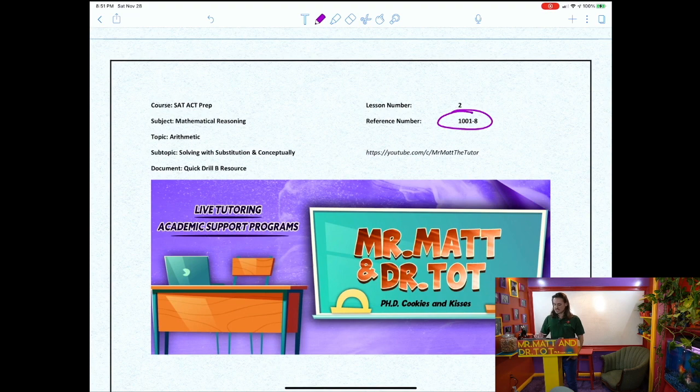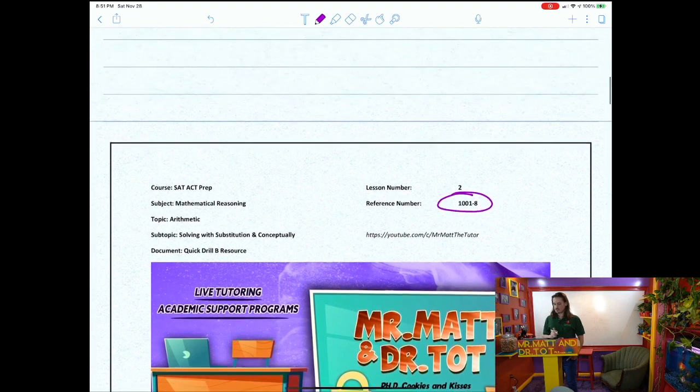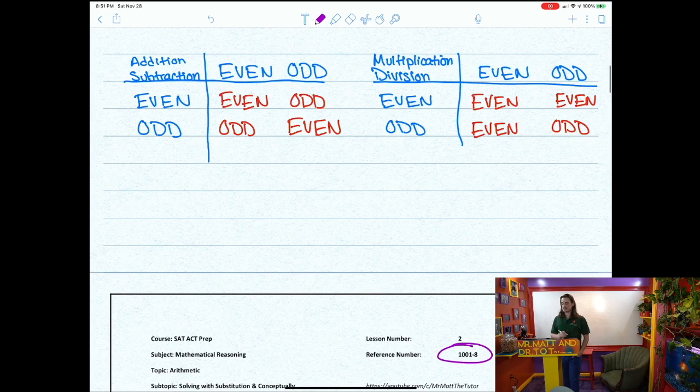So as I said at the beginning, there are some predictive outcomes when adding, subtracting, multiplying, or dividing combinations of even and odd values. So when we add or subtract, an even plus or minus an even will give you an even. An even plus or minus an odd will give you an odd. An odd plus or minus an even will give you an odd result. And an odd plus or minus an odd will give you an even result.